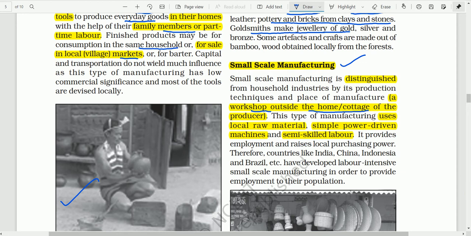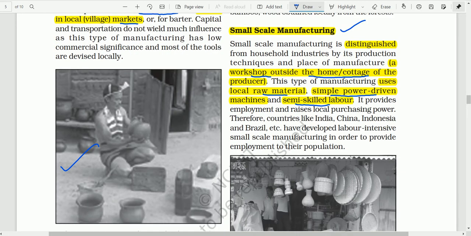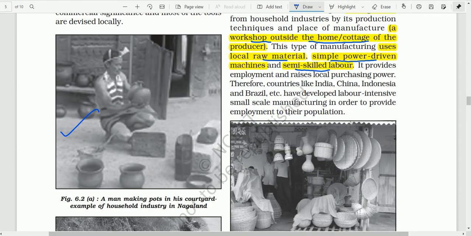In case of small-scale manufacturing, the processing, the manufacturing, or the making of goods is done in a workshop outside the home or cottage. So this is the main difference. This type of manufacturing also uses locally available raw material, then simple power-driven machines, then semi-skilled labor. So small-scale manufacturing employs semi-skilled labor, and so it provides employment and raises local purchasing power in the localities.